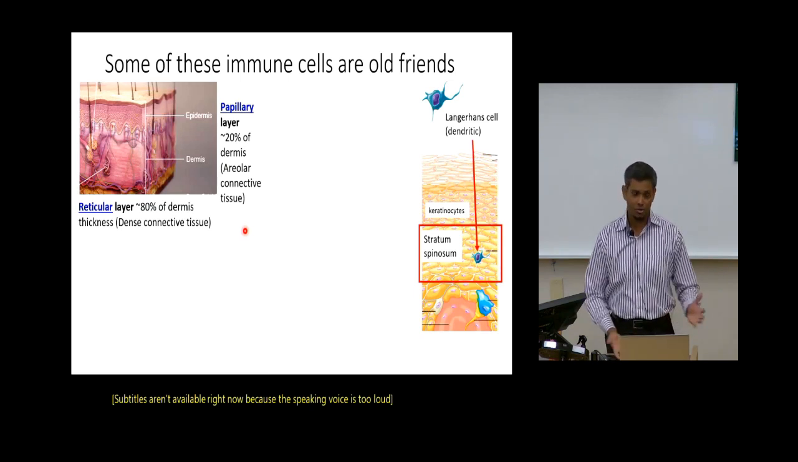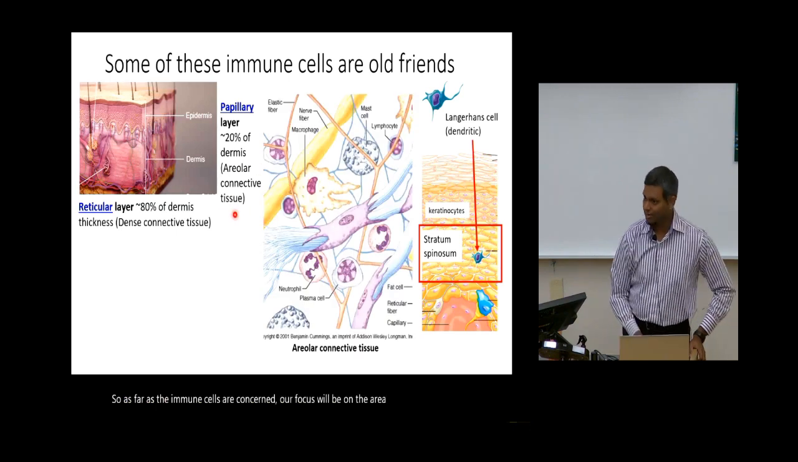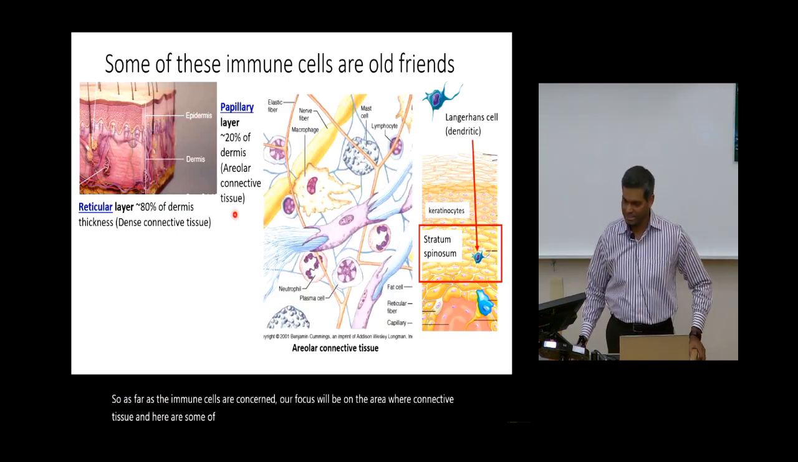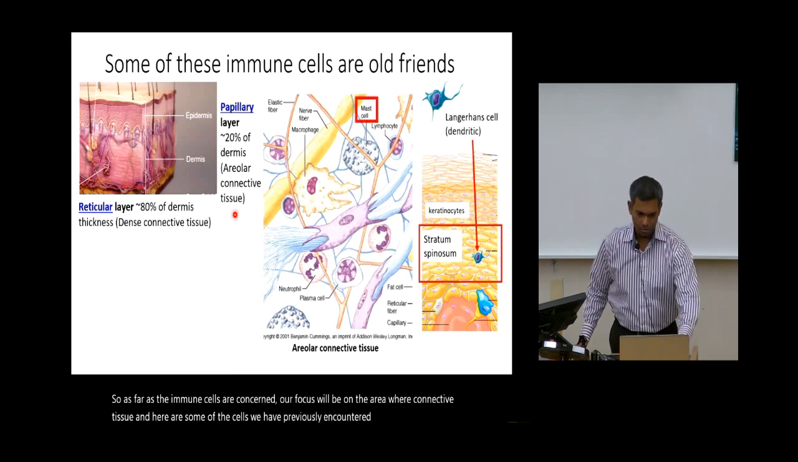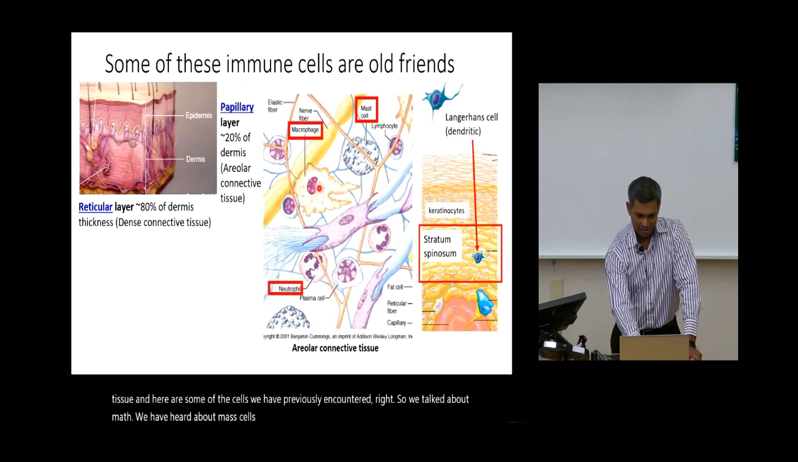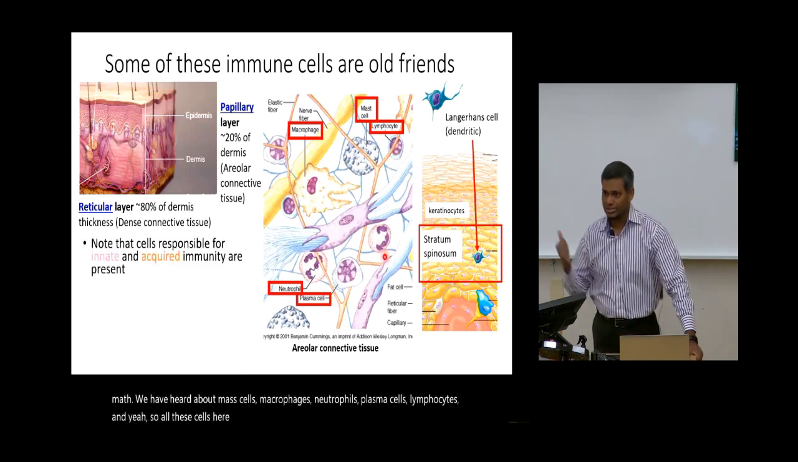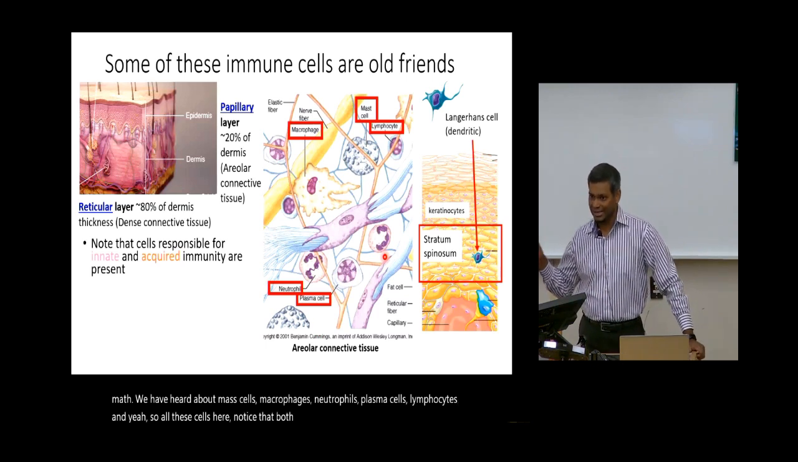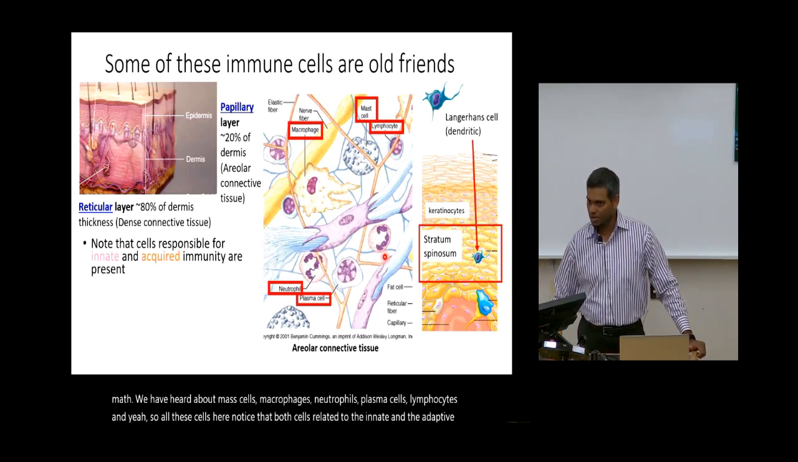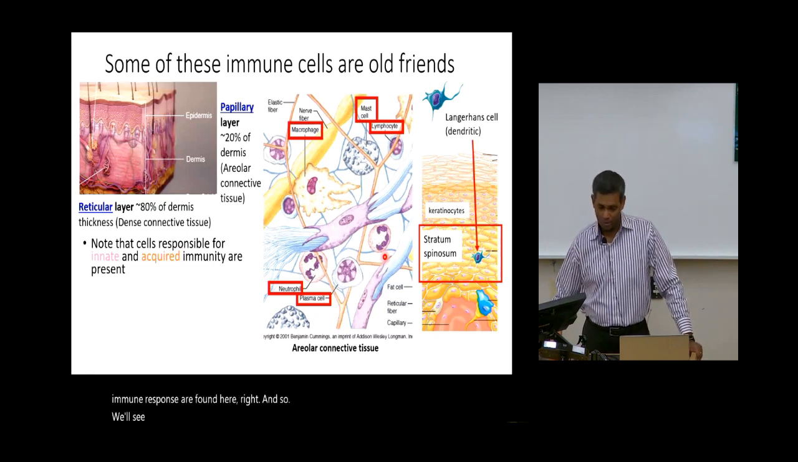So as far as the immune cells are concerned, our focus will be on the areolar connective tissue, and here are some of the cells we have previously encountered. We have heard about mast cells, macrophages, neutrophils, plasma cells, lymphocytes, and all these cells here. Notice that cells related to both the innate and the adaptive immune response are found here, and we'll see how they play a role.